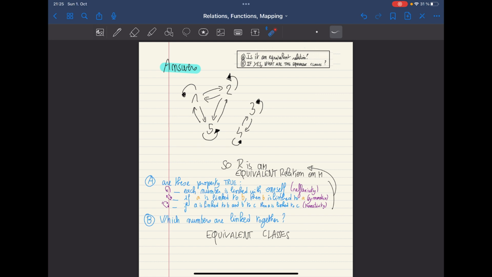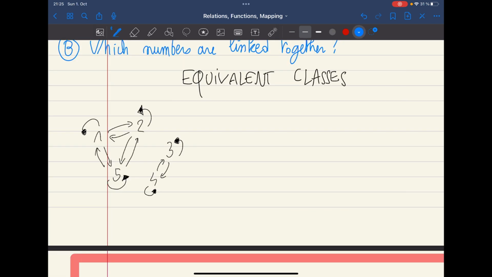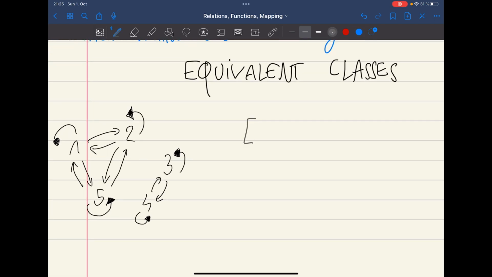Now, for building the equivalence classes, we want to see which numbers are linked together. So here you see these numbers are linked together and these numbers are linked together. So we have two equivalence classes. Let's write them down. So how do we write them? We are just going to call them by the name of one representative. I can choose 1, 2 or 5, for example, for these ones. I'm going to choose 1. And this equivalence class contains 1, 2 and 5.